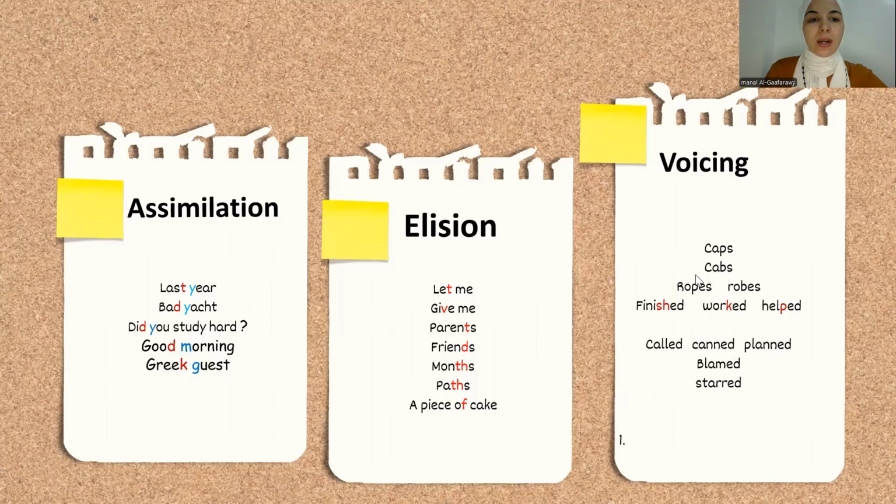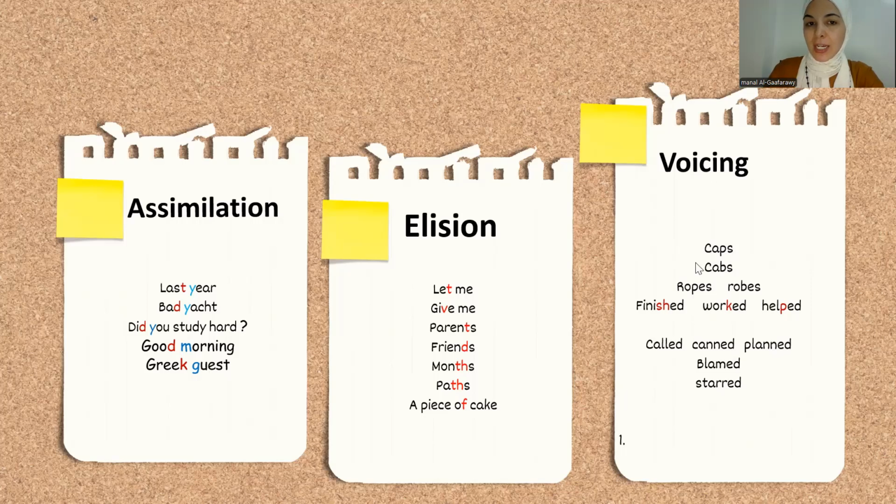Voicing is very important when it comes to conveying meaning, because other grammatical or language features, like for example the regular plural S and the regular past ED, their pronunciation depends on the preceding sound, whether it's voiced or voiceless. So for example, if we read these two examples, caps and cabs, you'll notice that the regular plural S is not the same in both examples.